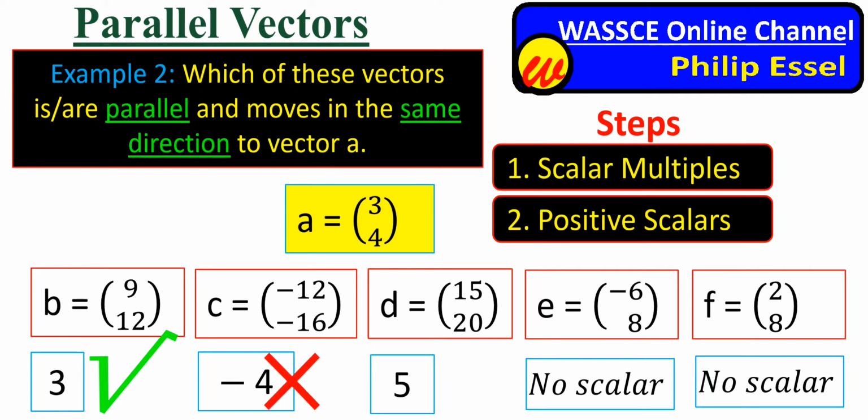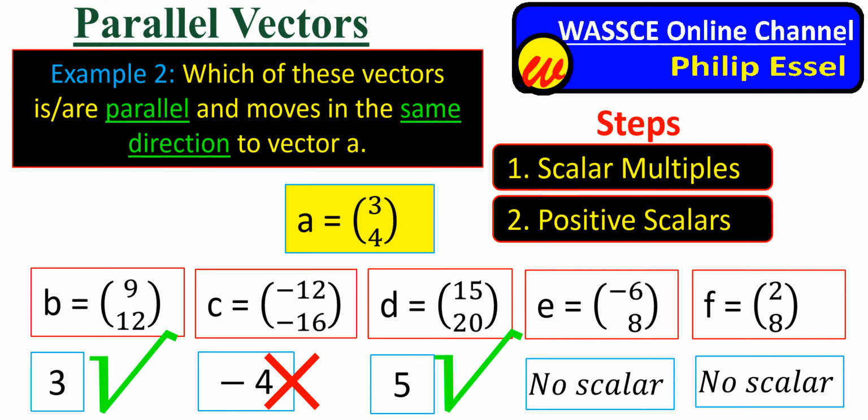Now let's move on to the vector D. The vector D is also a scalar multiple of the vector A because it has a scalar of 5, which when multiplied to the vector A will give us the vector D. And in this case, the vector D scalar, which is 5, is positive. So what it means is that D is one of the answers. It moves in the same direction as the vector A.